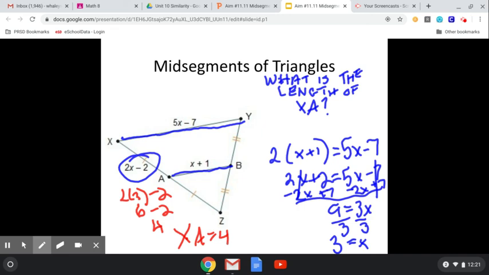All right, so there you have it. That's the use of mid-segments to set up some equations to solve for x, to find out different things in a problem. Your homework tonight is going to practice this. I'll be available tomorrow to go over the homework, and there'll be a new video for you tomorrow as well.